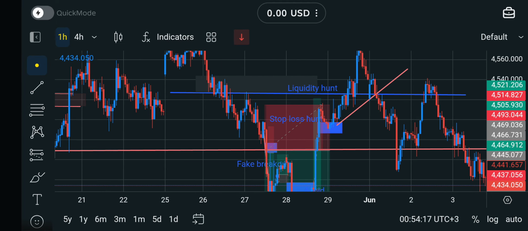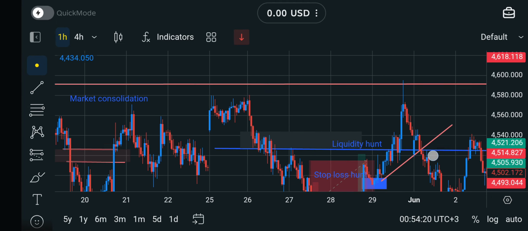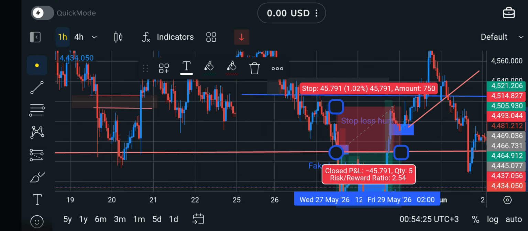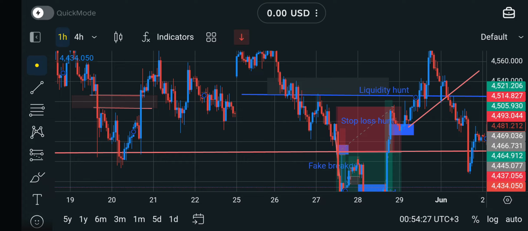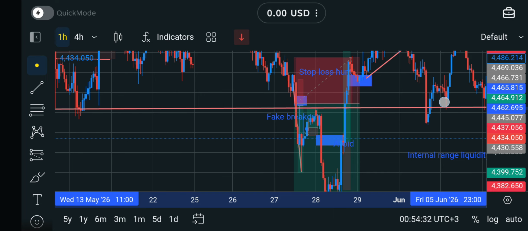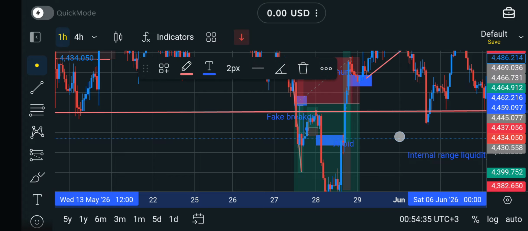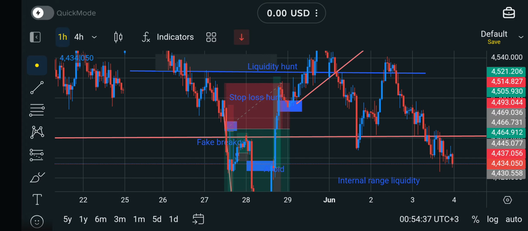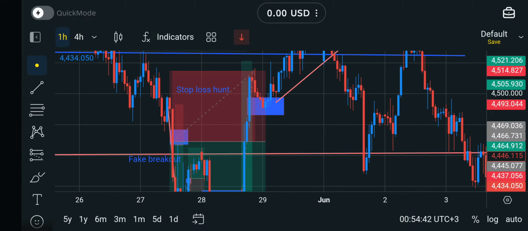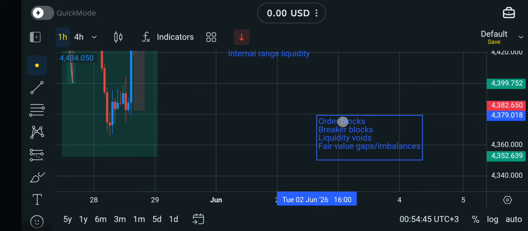For example, if the market was on this particular zone here, you could have waited for this. There is something we call the power of the institutional reference points. Institutional reference points are order blocks, breaker blocks, liquidity voids, and fair value gaps. I'm going to be talking about them over and over again.